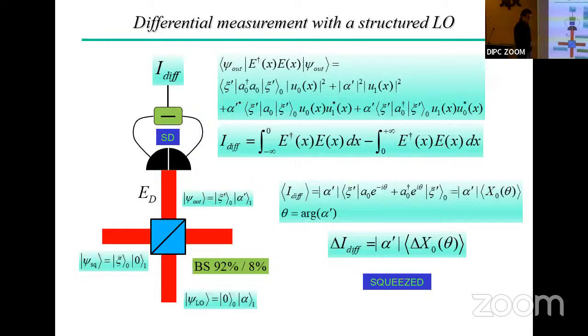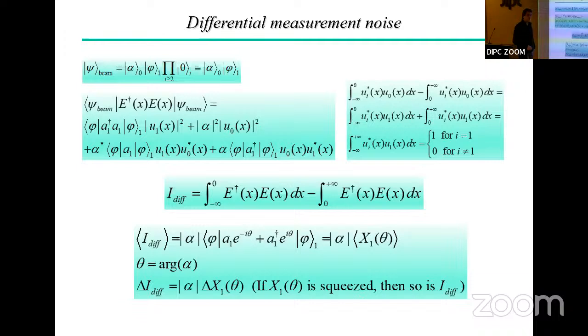Can you go back one second? Yeah, sure. So where is the displaced beam here? The displaced beam is actually the sum of the Gaussian with the flipped mode. So it's not that. No, it's not that. This is the displaced beam. This is just a part of it. Actually, the state of the displaced beam is this one.